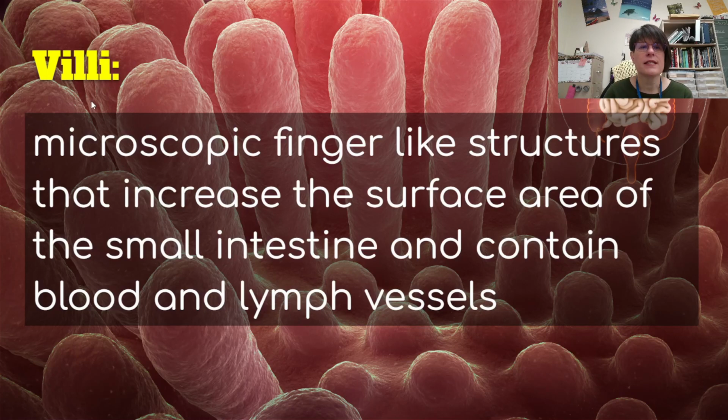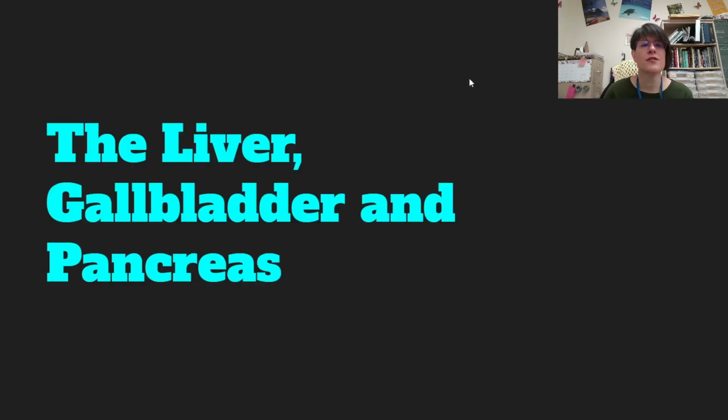The small intestine contains villi. These are microscopic finger-like structures that increase the surface area of the small intestine and contain blood and lymph vessels. So this is what they look like. They're just projections. Like I said, they increase the surface area so that we can absorb as many nutrients as possible. There's also the liver, gallbladder, and pancreas.